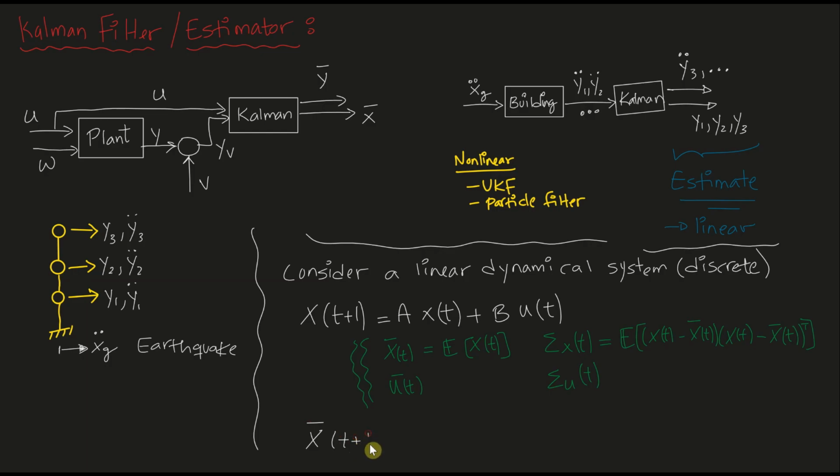Now I'm going to take this dynamical system and express it in terms of its mean values. So I have all these x bars and I have u bar. And I'm going to put a star here because this is a very important relationship. Now, I want to consider the variance of the system.